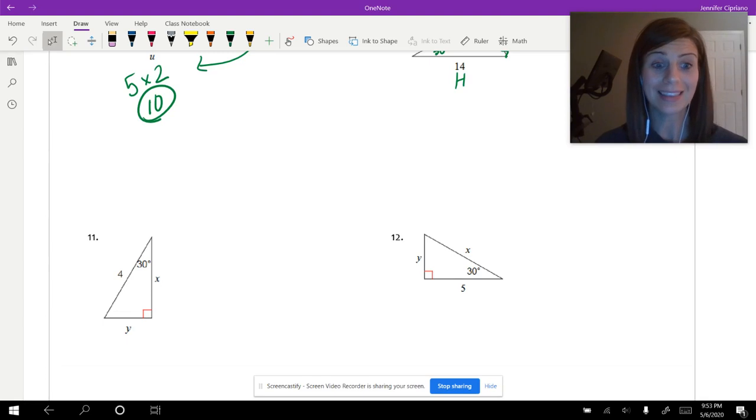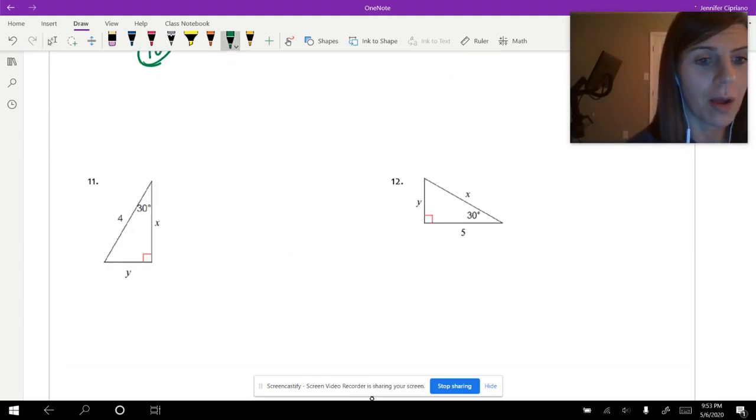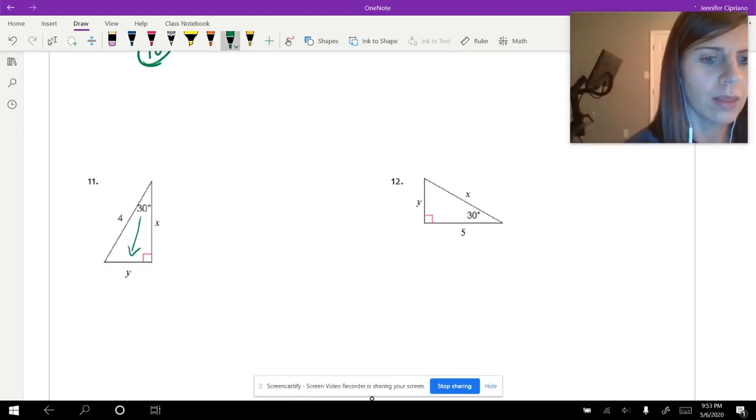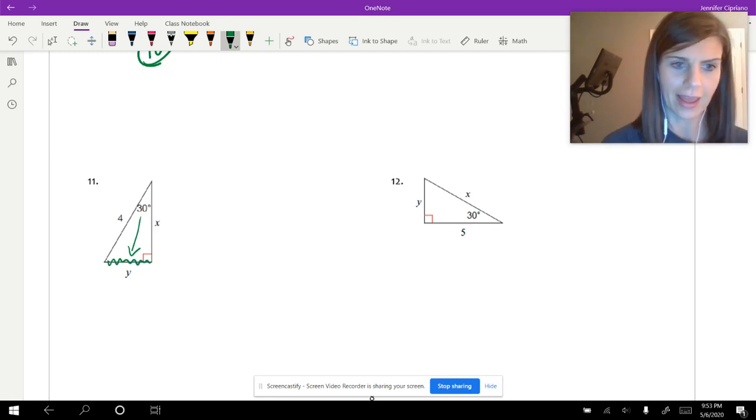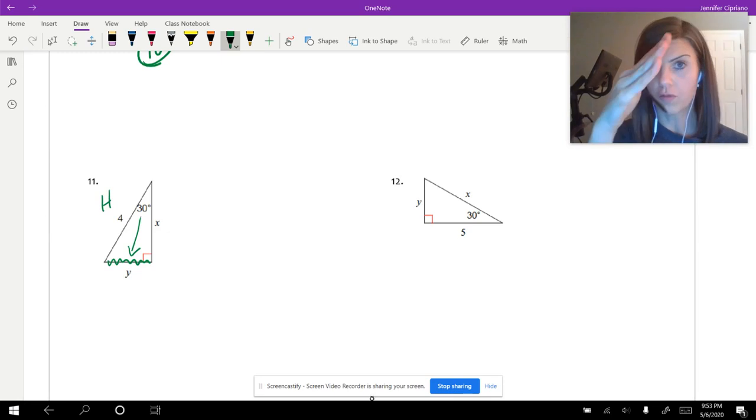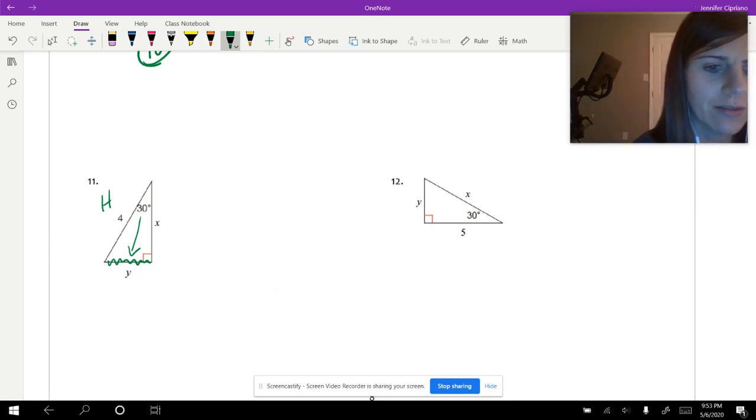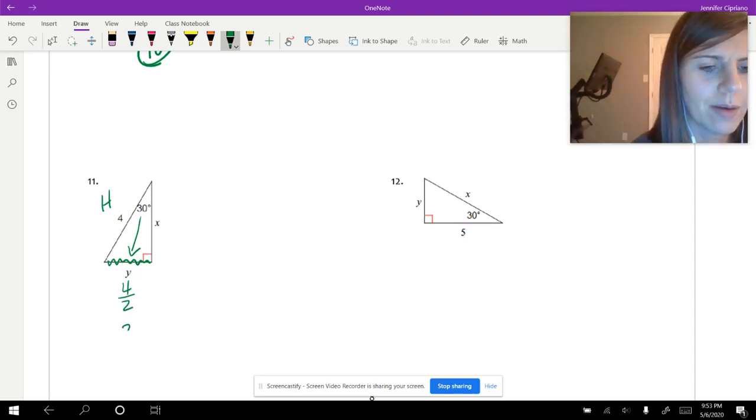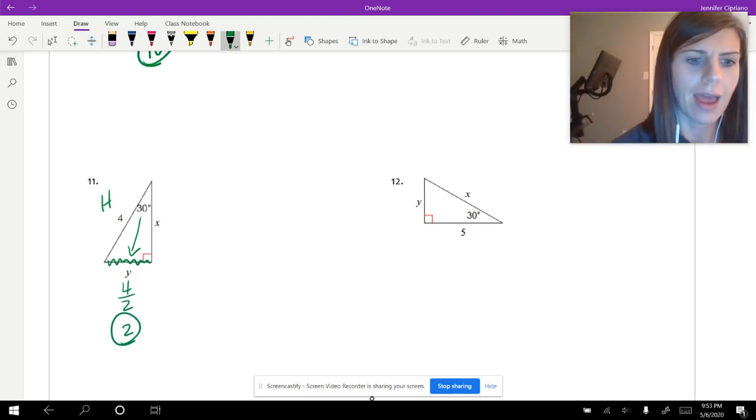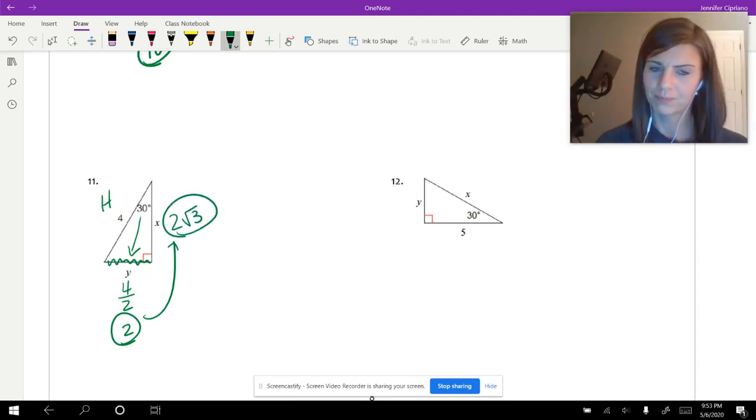All right, so in number 11, across from the 30-degree angle makes y our short leg. We're given the hypotenuse again. So to go from hypotenuse to short in the 30, 60, 90, we divide by 2. 4 divided by 2 is 2. And then to go from short to long, we multiply by root 3.